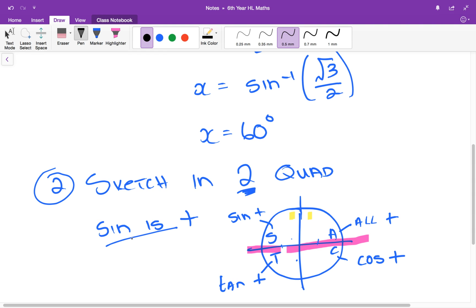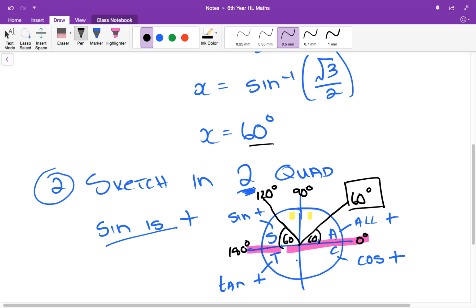So I'm using the 2 quadrants where sine is positive, which I decided were the top 2 here, and my reference angle is 60 degrees. I'm going to start on the pink and go up 60 degrees. You don't have to measure it. And same thing here, I'm going to go up 60 degrees. So you mark what the angle is. Given this is 0 degrees, then this is just 60 degrees. But this one, we know that this is 180, we know that this is 90. So this line here is 60 degrees short of 180, which means this line is 120. So there are my 2 angles, 60 and 120.